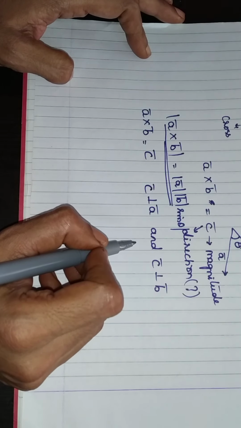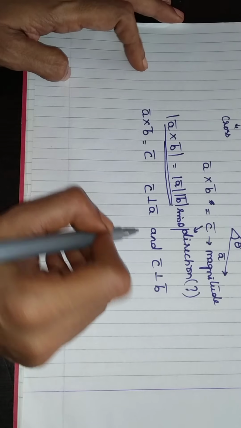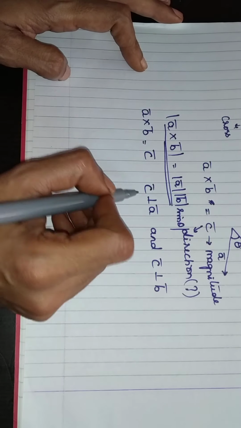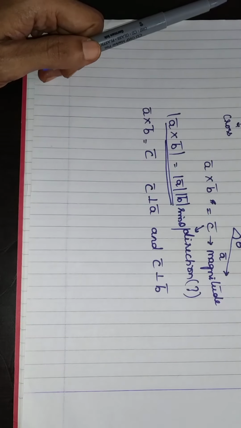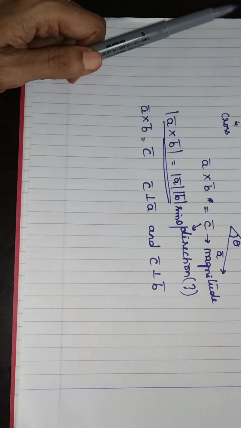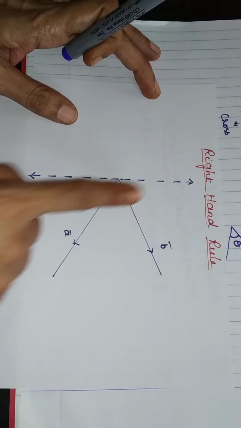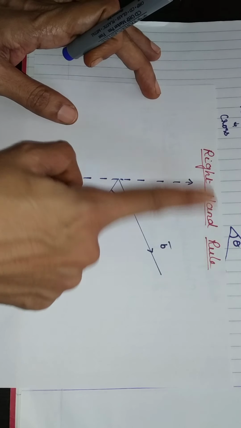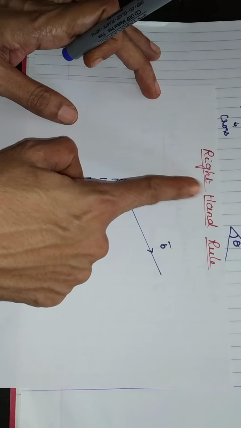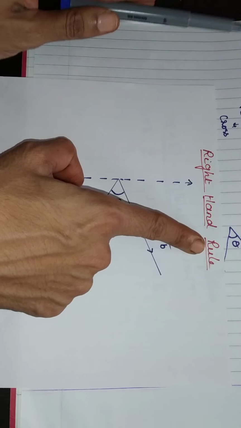So this much you understand by this now. Going further, to find out exactly what is the direction of C bar, that is A bar cross B bar, we use a particular rule, and this rule is known as the right hand rule. It is also known as right hand thumb rule. Now what is the right hand rule?